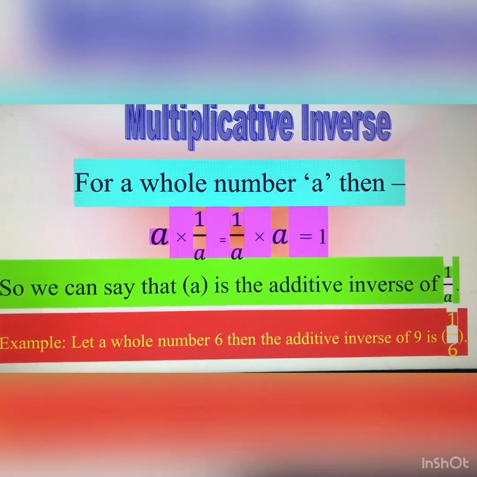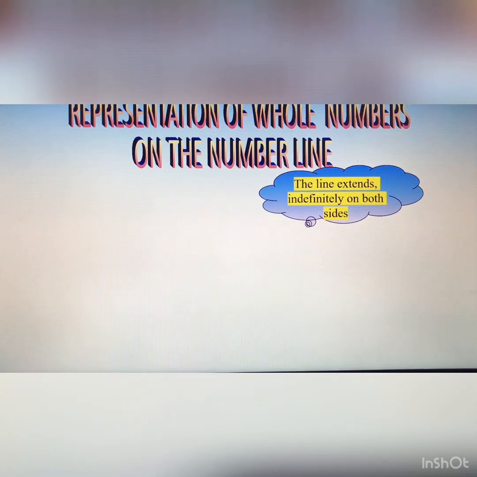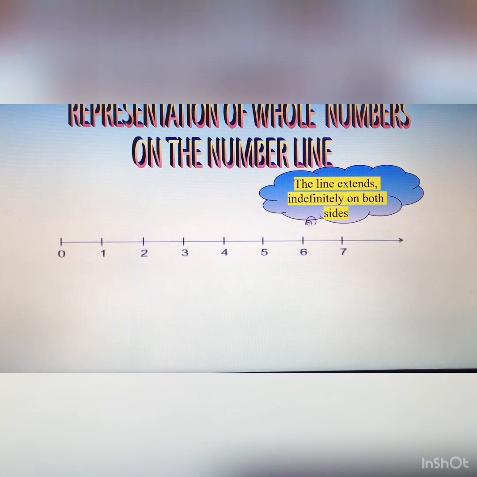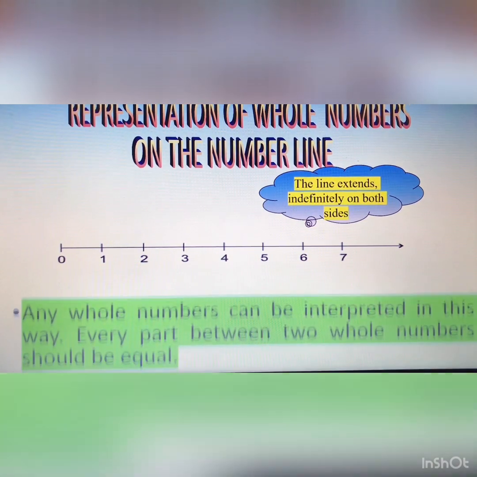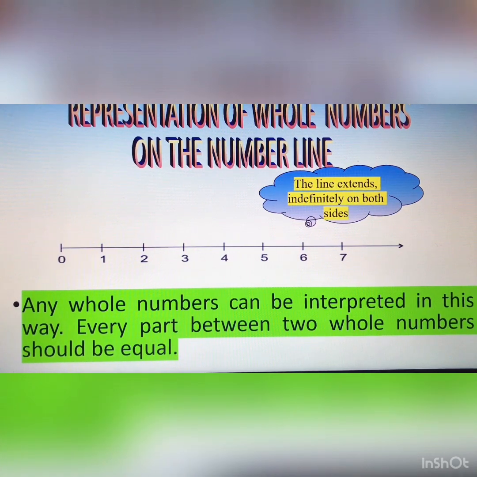Now next one, how can you represent the whole numbers on the number line? So dear, first of all we will draw a line, and this line extends on both sides. All the parts of this line should be the same. First of all we start from 0, 1, 2, 3, 4, 5, 6, 7. So this is the representation of the whole numbers on the number line. But the important point is that the space between each whole number will be the same. So this is the representation of the whole numbers.